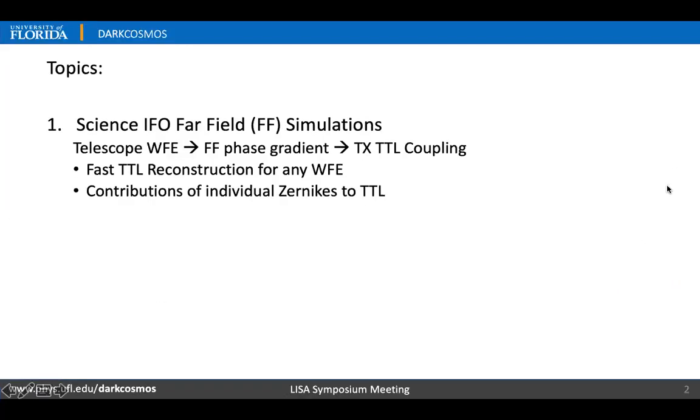This talk is split into two parts. The first part is about far-field TX Beam TTL simulations. Simply put, our telescope and optical bench introduce some wavefront error to the outgoing beam, which leads to non-zero far-field phase gradient, which then couples with spacecraft jitter to produce deviations in our length signal. I'll be talking about an extremely fast TTL reconstruction scheme for general wavefront errors and show the contributions of individual Zernikes to tilt-to-length coupling. Something we've known for some time, but acts as a good verification of results.